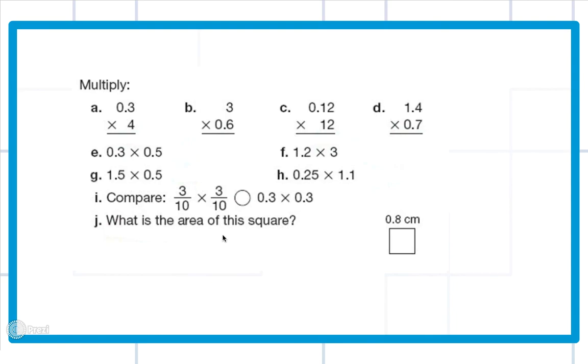If you have any questions, write those questions on the back. Remember, we're multiplying decimals, we're counting the spaces, and then moving over from the right-hand side over to the left.